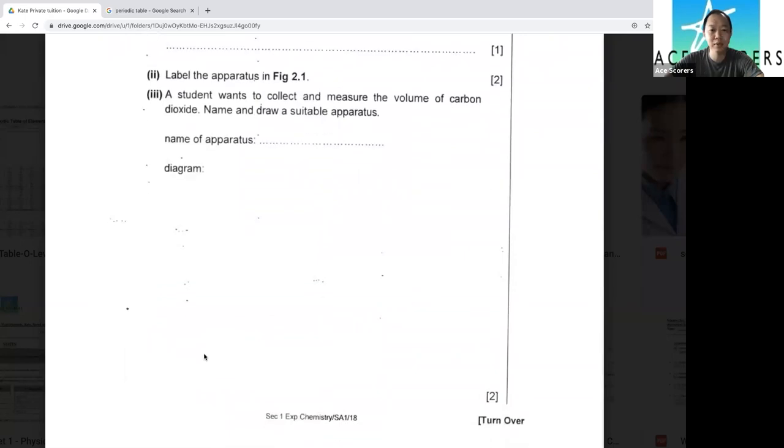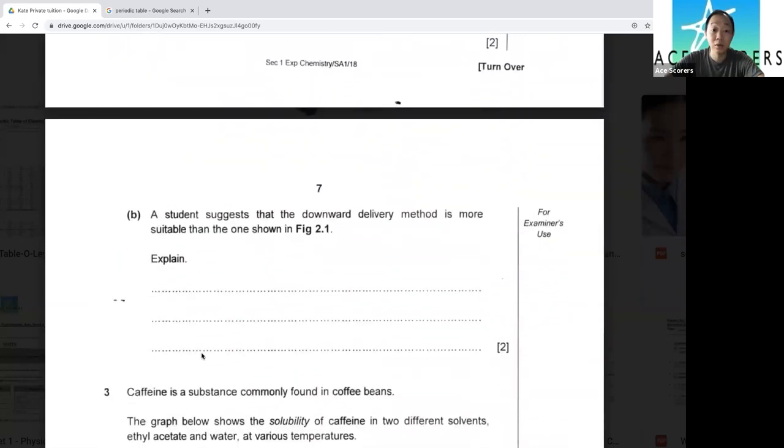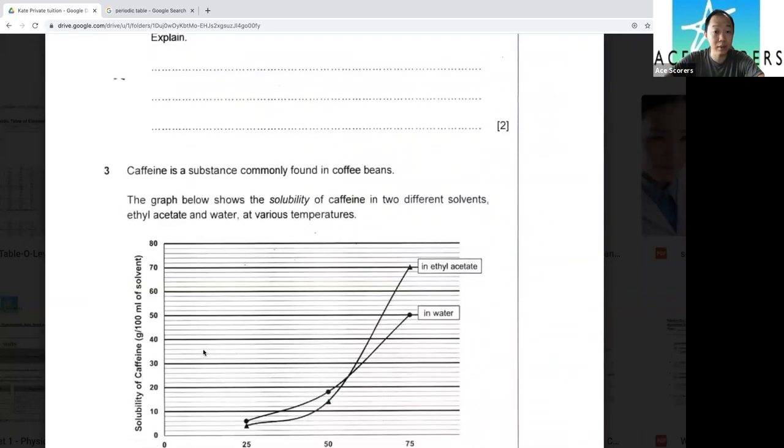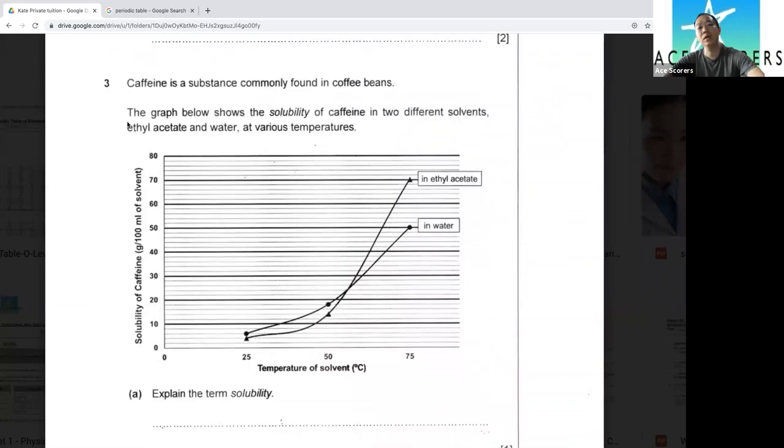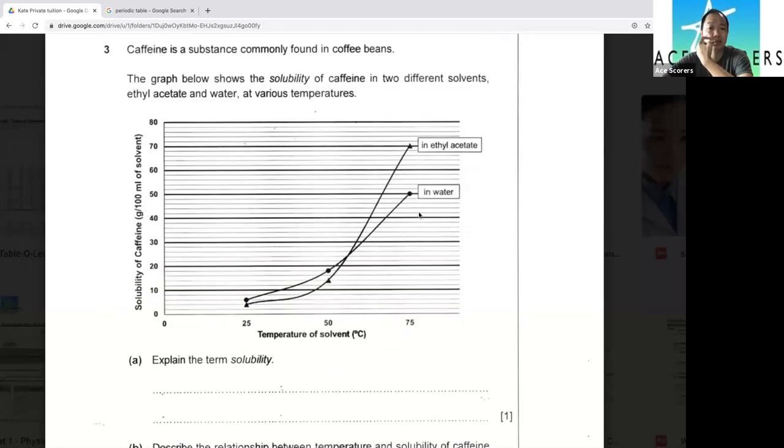So this part I'm totally skipping, okay? Because we didn't go through the lab. Okay, next. Caffeine is a substance found in coffee beans. The graph shows the solubility of caffeine in two different solvents, ethyl acetate and water, at different temperatures.